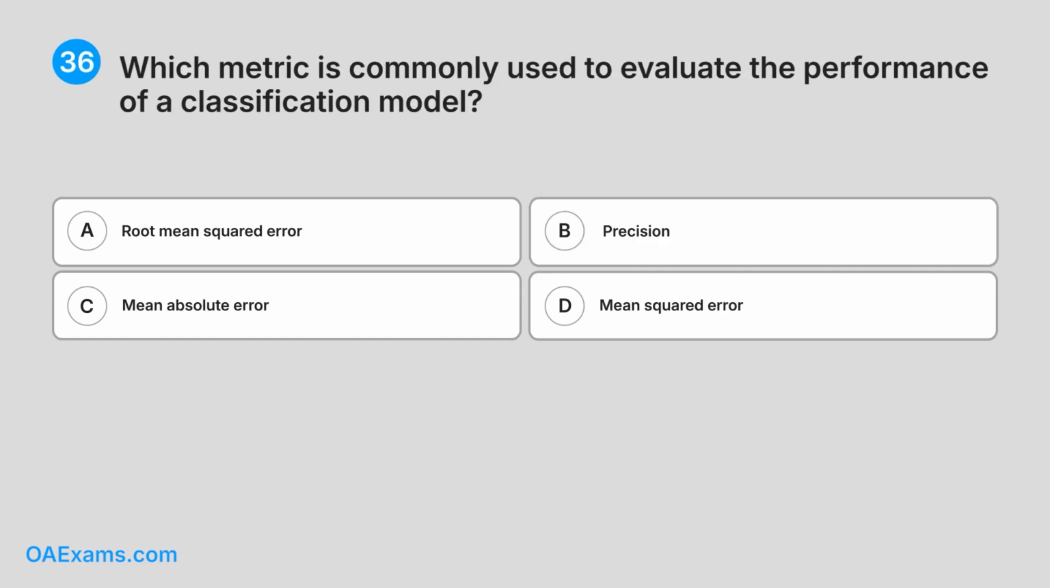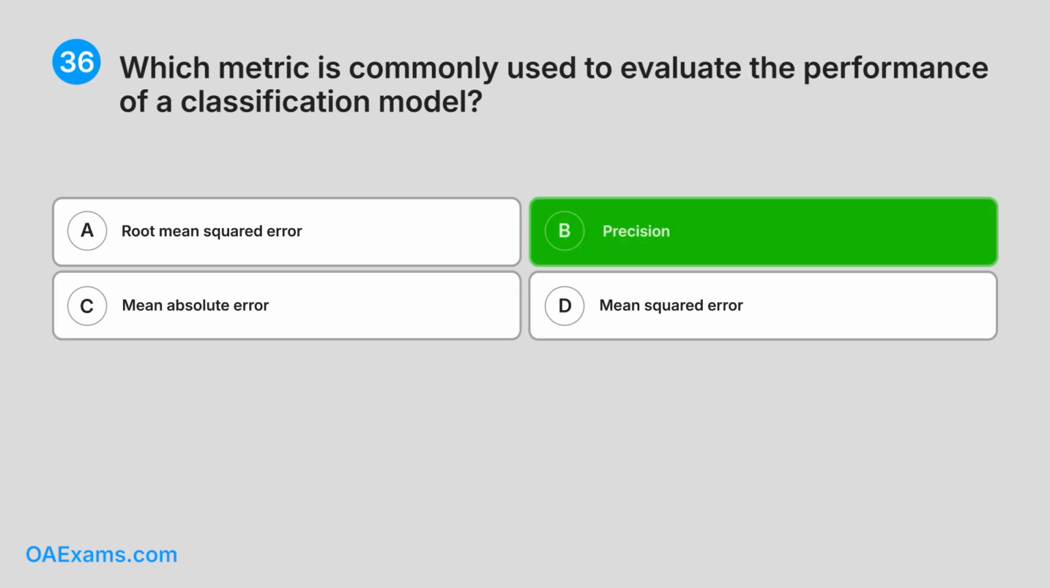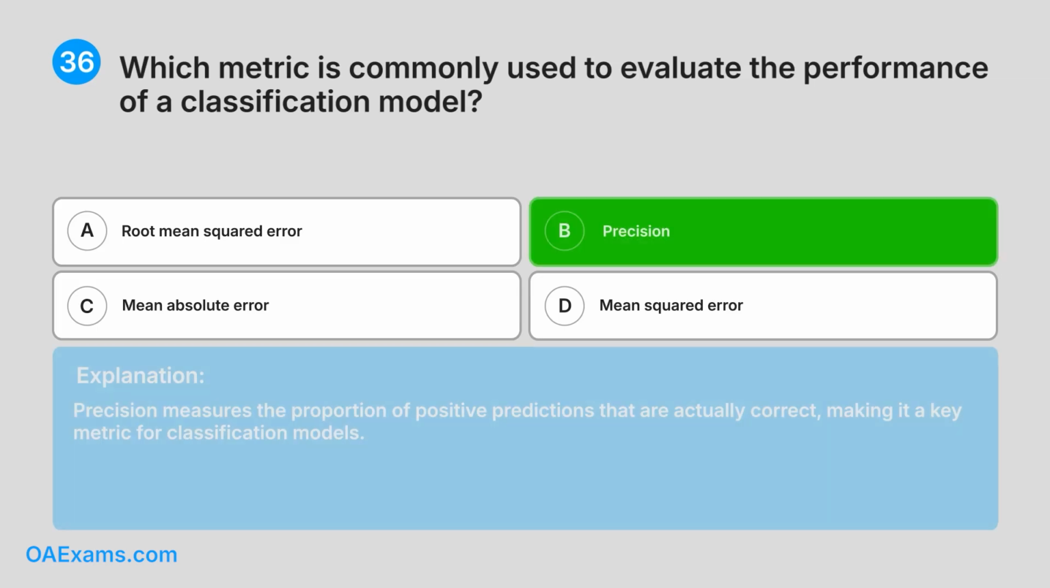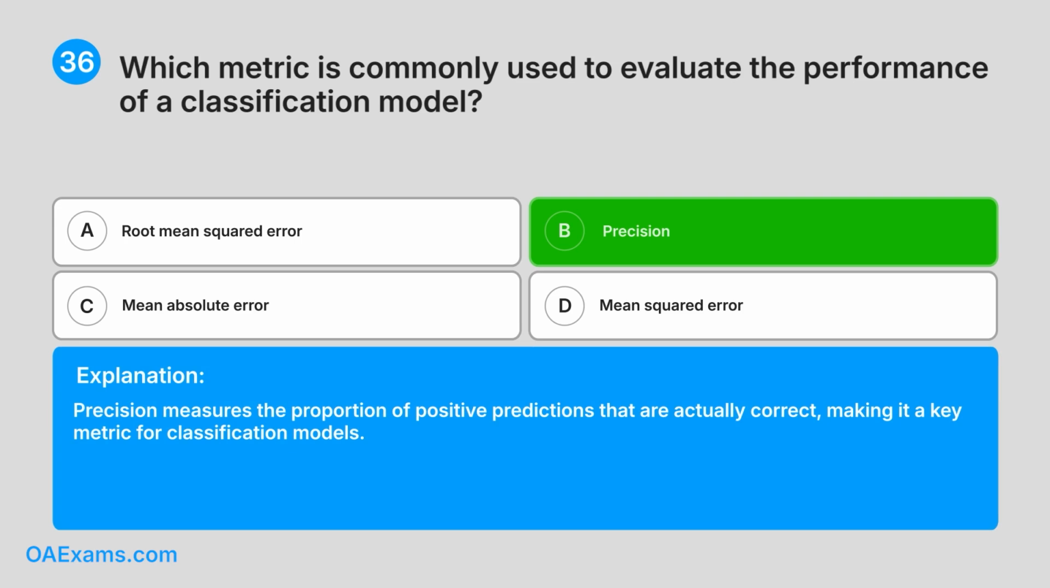36. Which metric is commonly used to evaluate the performance of a classification model? A. Root mean squared error. B. Precision. C. Mean absolute error. D. Mean squared error. Do you know the answer? Correct answer, B, precision. Explanation. Precision measures the proportion of positive predictions that are actually correct, making it a key metric for classification models.